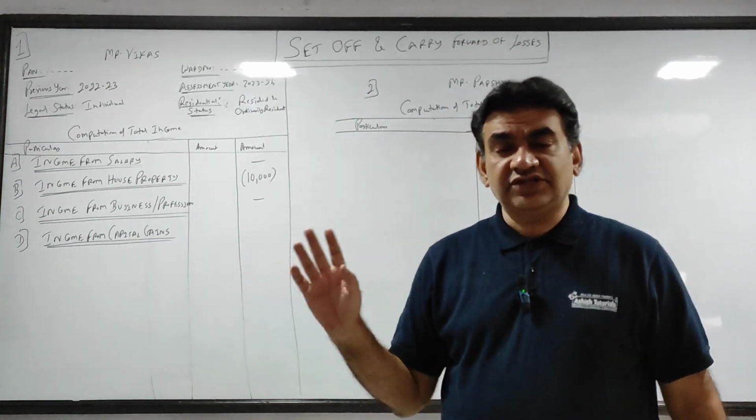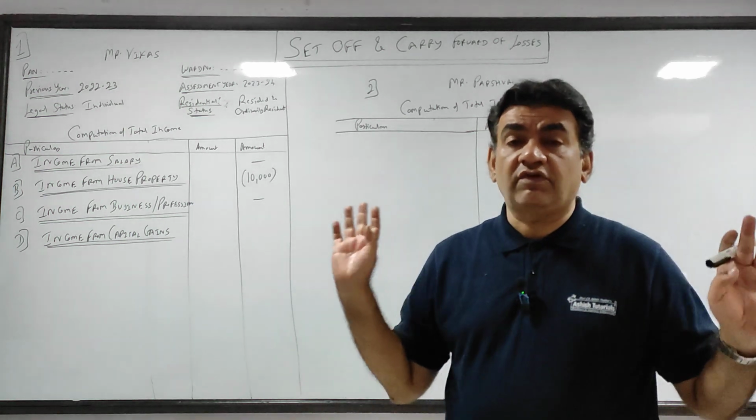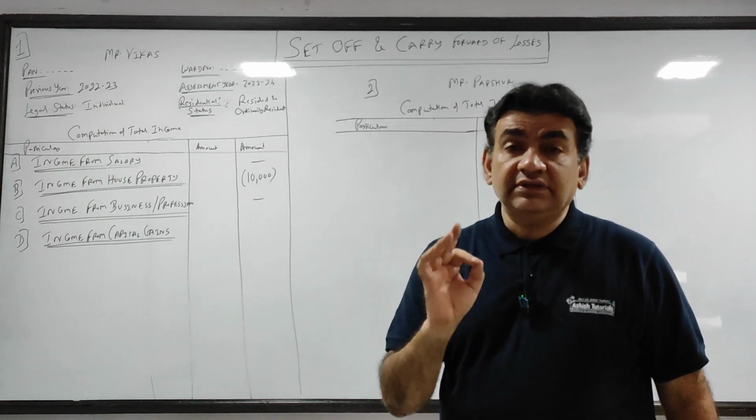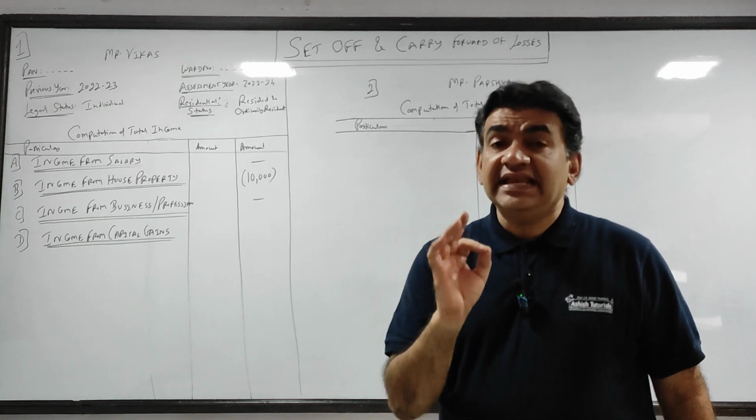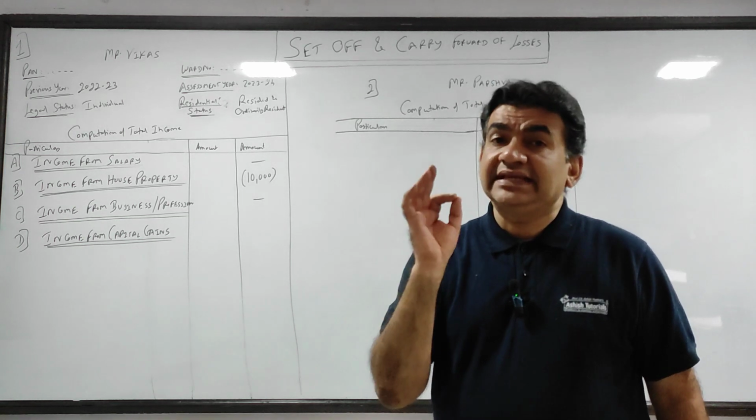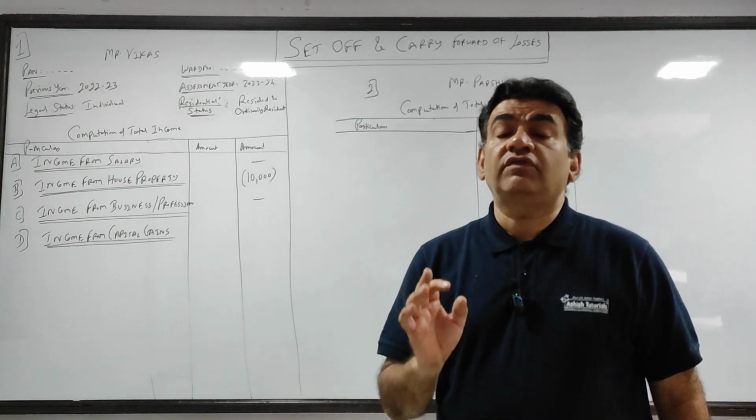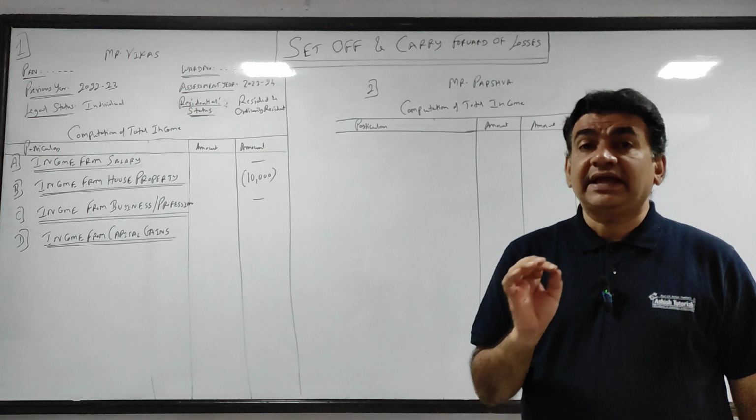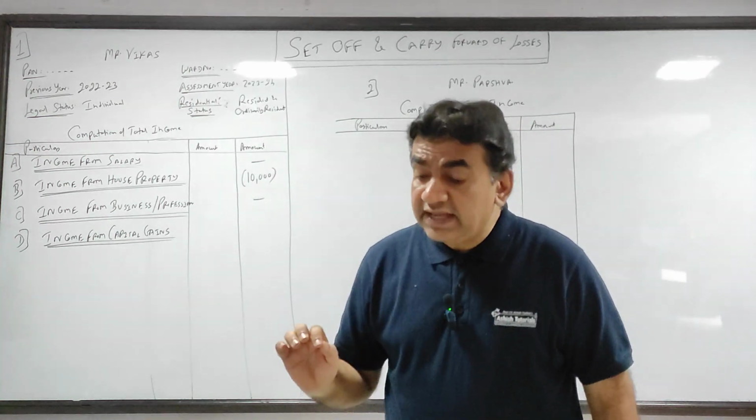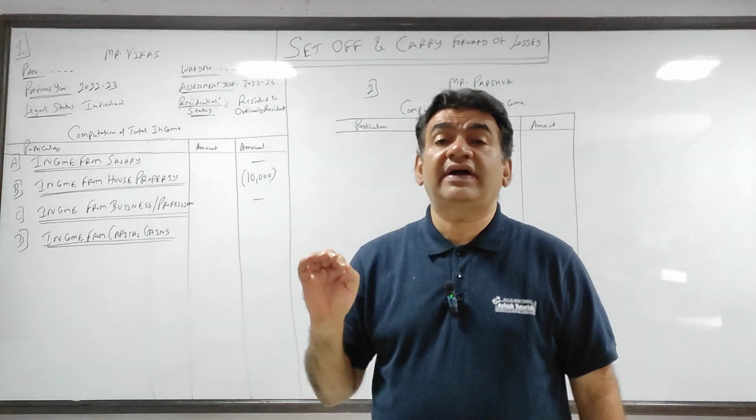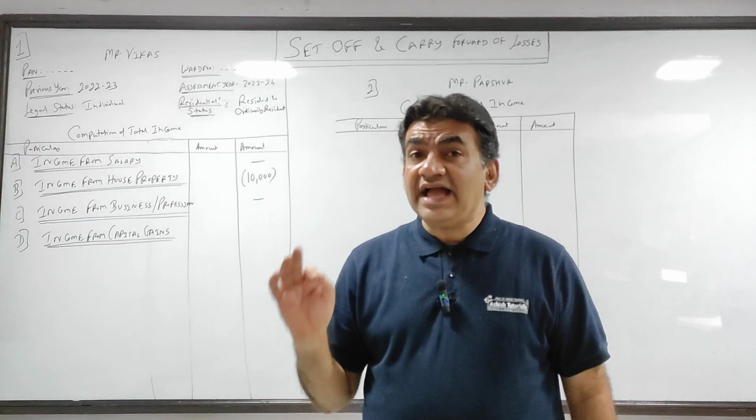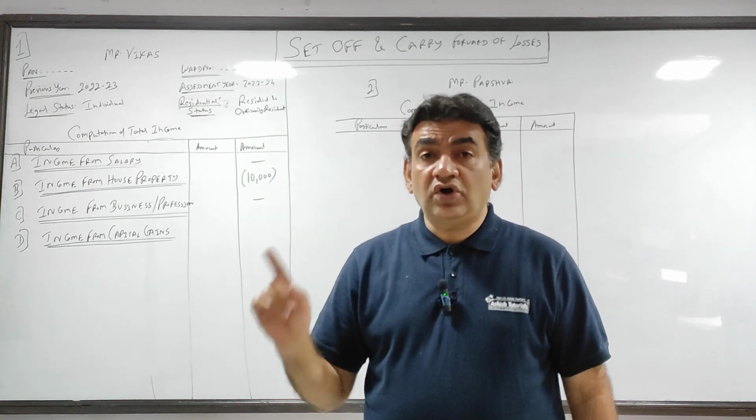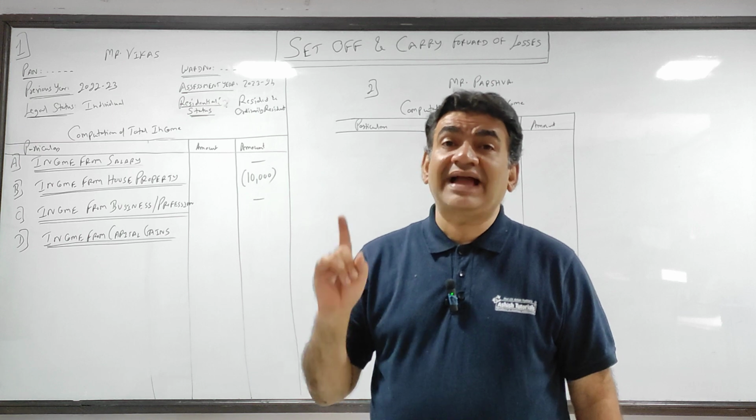I just kept this point, therefore I decided let me start with set off and carry forward both together. So remember, if there is any long-term capital loss, then that capital loss can be set off only against long-term capital gain. So see, here there is a long-term capital loss of 75,000. Do you have long-term capital gain profit to set it off? I'll repeat again. Long-term capital loss can be set off only against long-term capital gain.